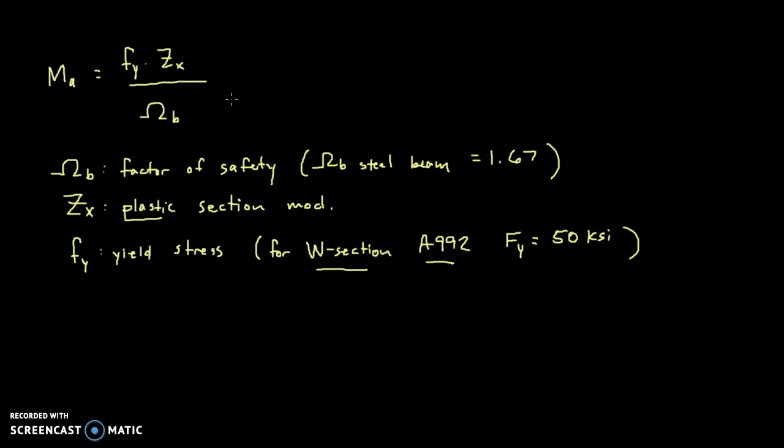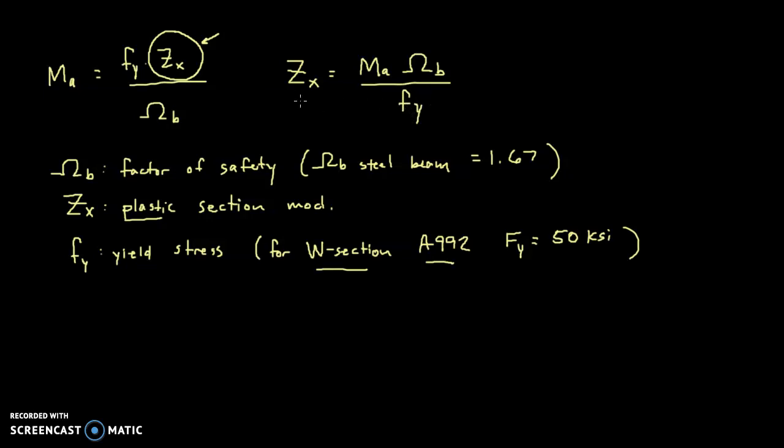So if we look up here at this equation, this is telling us that the moment is equal to the stress times the section modulus divided by a factor of safety. But typically when we're designing, we need to choose a beam that's big enough. So we want to know, okay, how big does our section modulus need to be? So really we need to rearrange this formula for Z sub x. Z sub x is going to equal the maximum moment times the factor of safety divided by the yield stress.